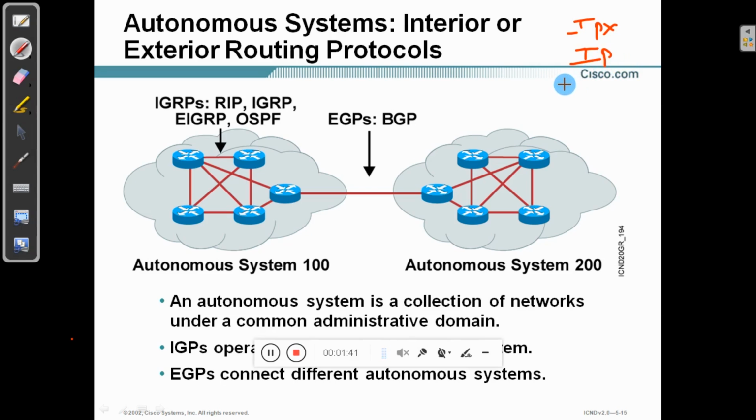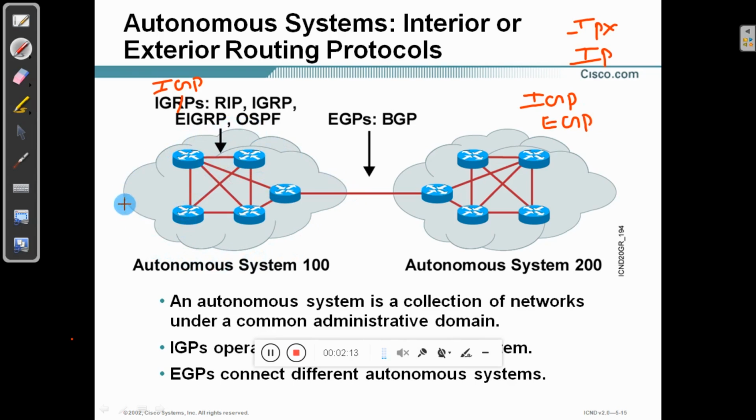Now, another way of classifying the routing protocols: one is called IGP, the second one is called EGP. IGP means Interior Gateway Protocol. EGP means Exterior Gateway Protocol. Now, what is this IGP? The protocol which works inside the autonomous system is called Interior Gateway Protocol.